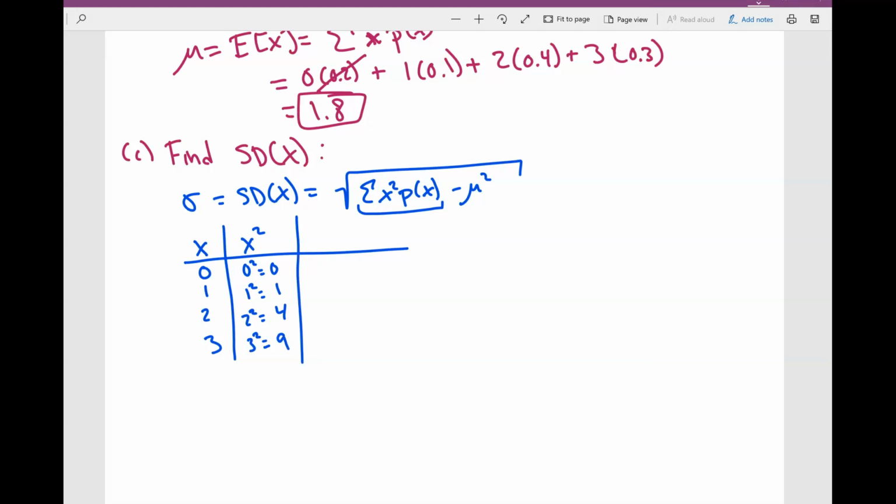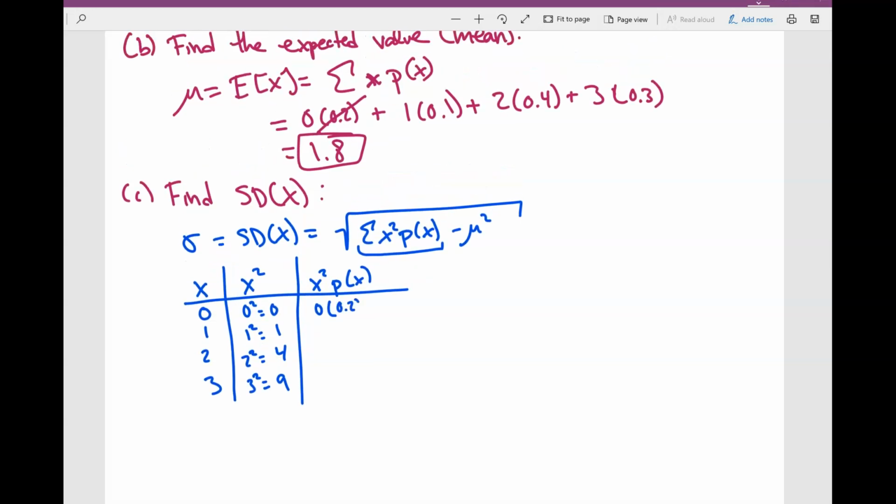Now, the next thing that I'm going to do is multiply all of my x squares times my probabilities. It's going to be 0 times, what was that probability? I think it was 0.2. Then you have a 1 multiplied by the probability, 0.1. Then you have 4 multiplied by that probability, that was 0.4. And then 9 multiplied by the probability, that's 0.3. So what is this going to give me? This is going to give me 0, then 0.1, then 1.6, and this is going to give me 2.7.